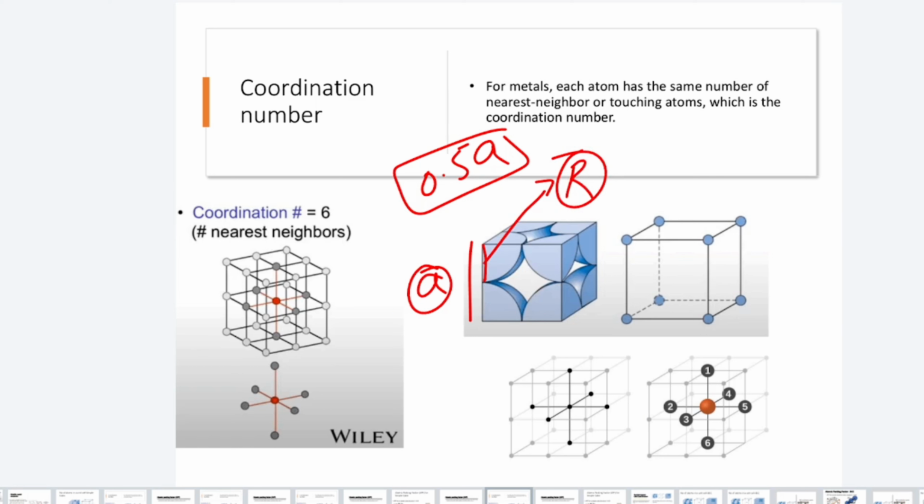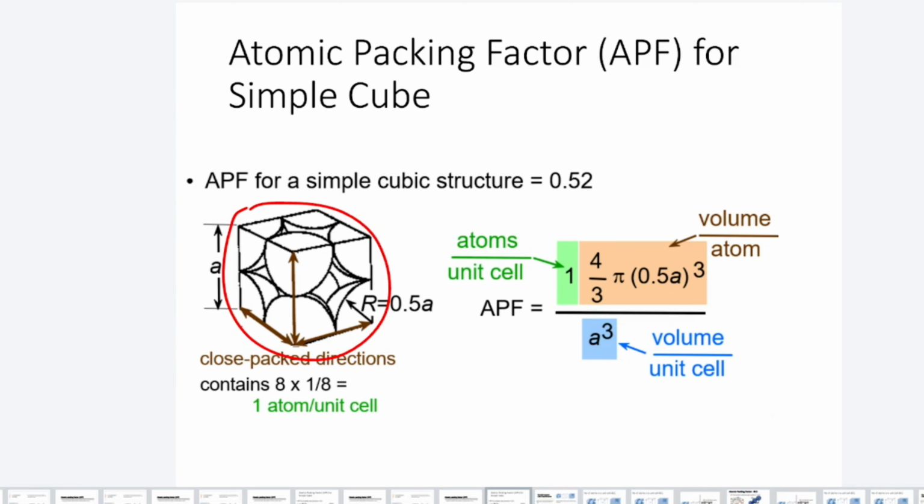In other words, this is the radius of the sphere, and a sphere is a complete atom. So this is the radius of the atom, which means we can also say that 2R is equal to A. Now, to find the volume of the atoms in the unit cell: in the whole unit cell, how many atoms are there? One, right? Note it down.